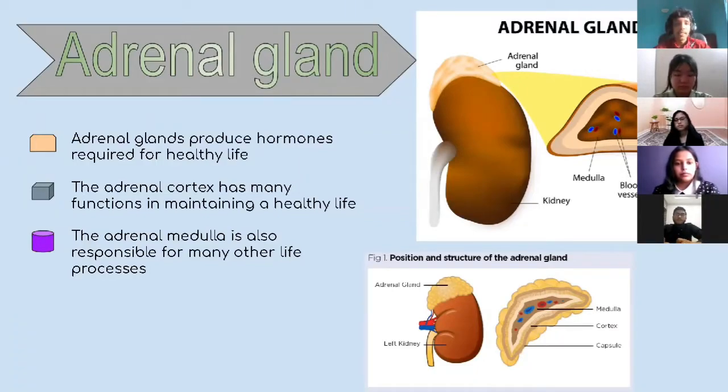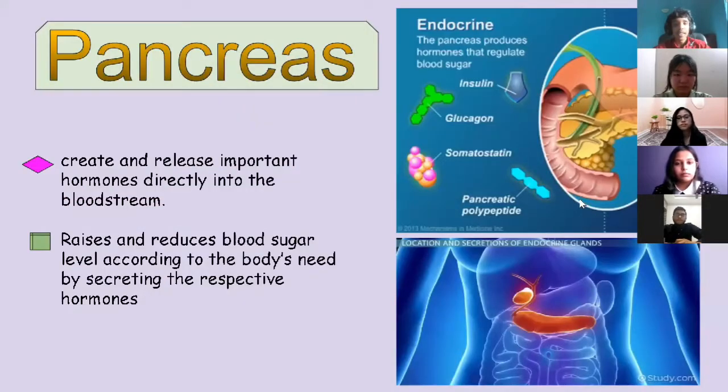And lastly, we have the pancreas. The pancreas creates and releases important hormones directly into the bloodstream. Two of the main pancreatic hormones are insulin, which acts to lower blood sugar, and glucagon, which acts to raise blood sugar. Okay, that's all for me for the purpose of the organs.